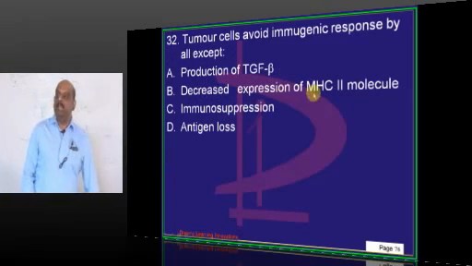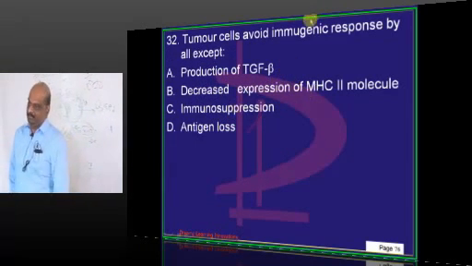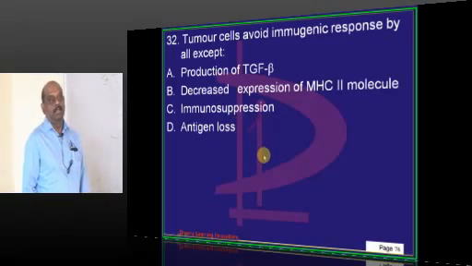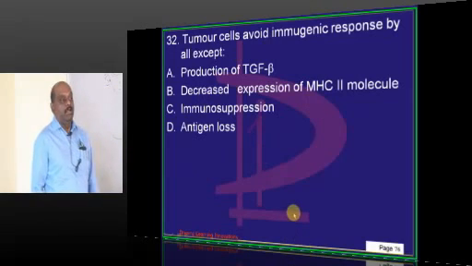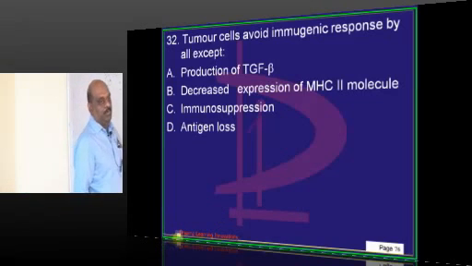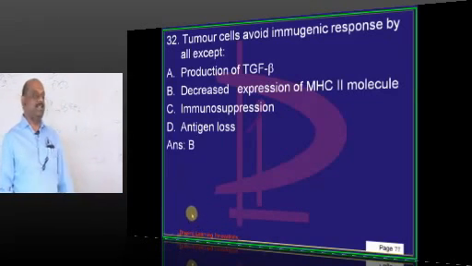Then, tumor cells avoid immunogenic mechanisms. How will they be able to avoid? These are all the mechanisms, but it is a decreased expression of MHC class 1 but not MHC class 2 that you have to remember. That's how it escapes.